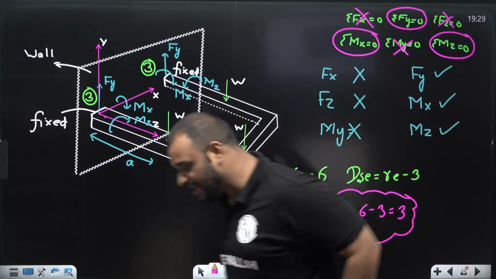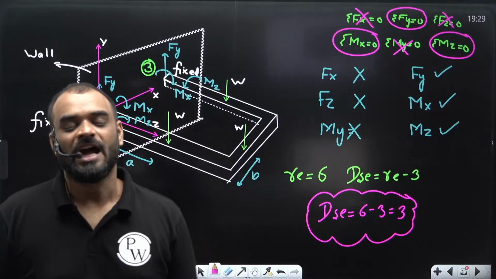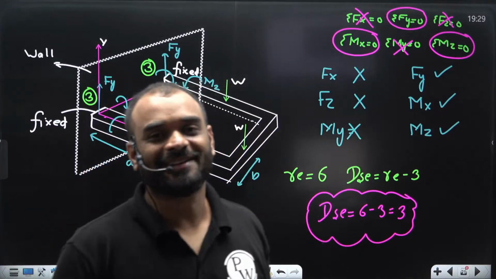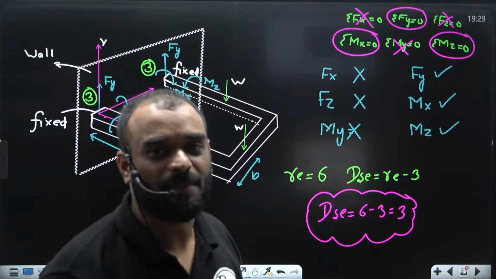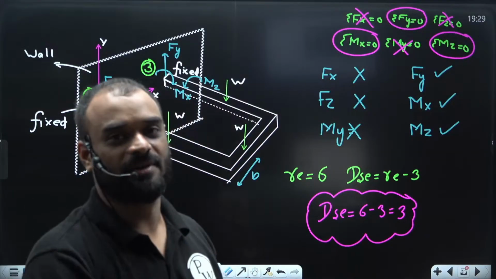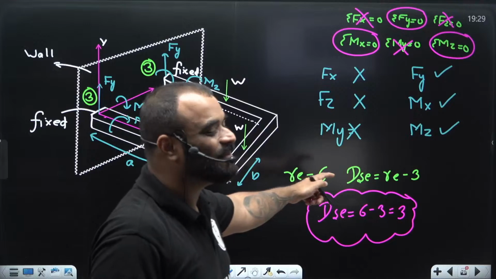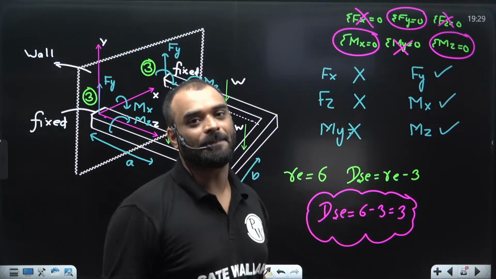In the case of a 3D structure also, if you have a beam and you have a vertical loading, then in such a condition you need to calculate how many reactions are developed and how many equations are available. Otherwise, if you use the Re minus 6 formula, you will get trapped.